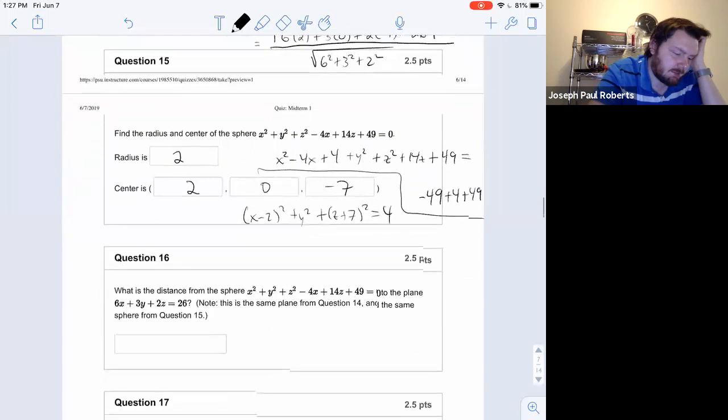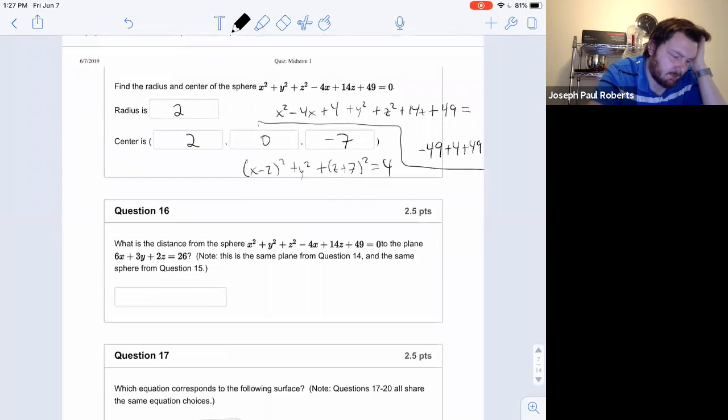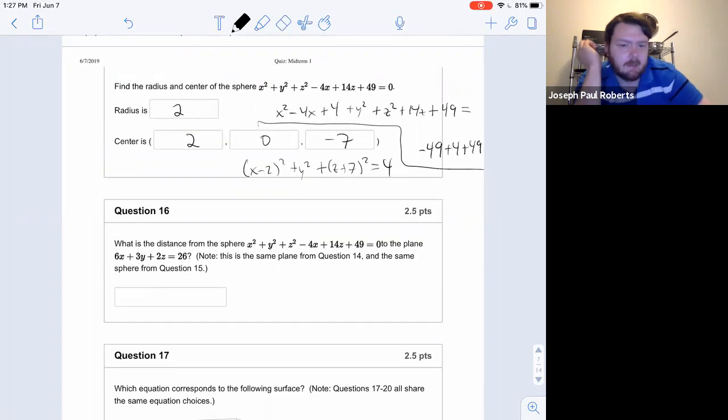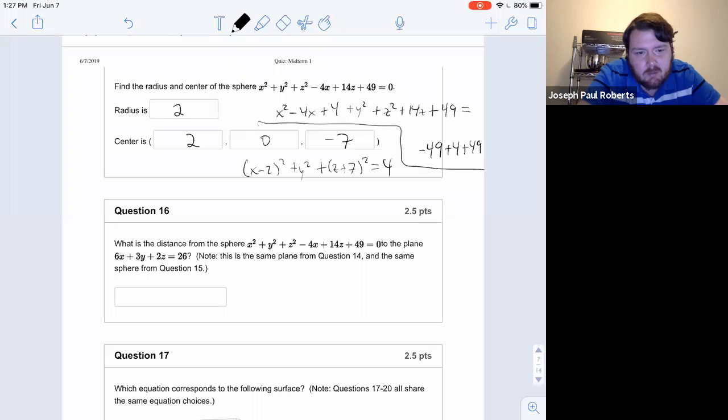Then question 16, distance from the sphere to this plane. This in general is a very complicated question, and there are calculus ways to solve this, but it's a little bit beyond the scope of this course to use calculus for this. We will discuss it. It's actually going to be a two-constraint Lagrange multiplier if you want to use calculus. But instead, we're going to need to use the geometry of this situation.